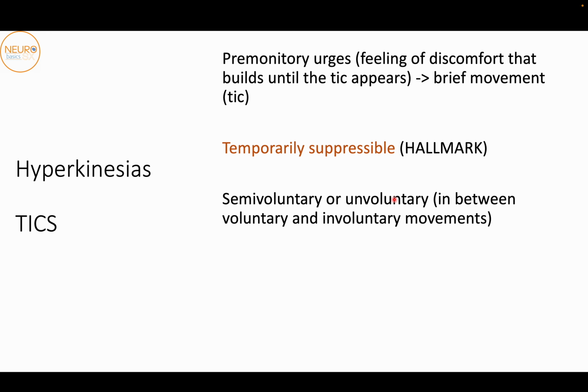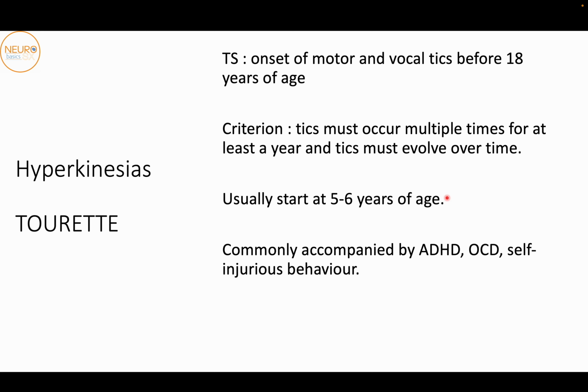So that is why rather than an involuntary movement, it's actually considered a semi-voluntary movement. It is slightly between voluntary and involuntary movements. A common area where tics are found is Tourette syndrome. So Tourette syndrome is basically motor and vocal tics happening before the age of 18 years. An important criterion is that there should be multiple tics and they should happen for at least 1 year, and with time they must evolve.